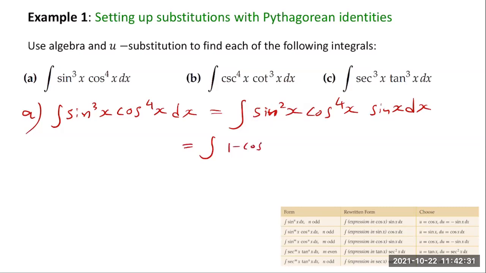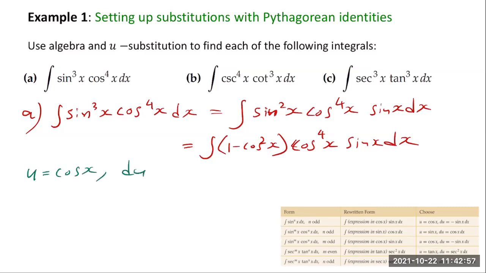1 minus cosine squared x times cosine 4x sine x dx. Now all you need to do is go with the substitution. We know that in that case our substitution is going to be u is equal to cosine x. Let's go with that substitution. U is equal to cosine x.